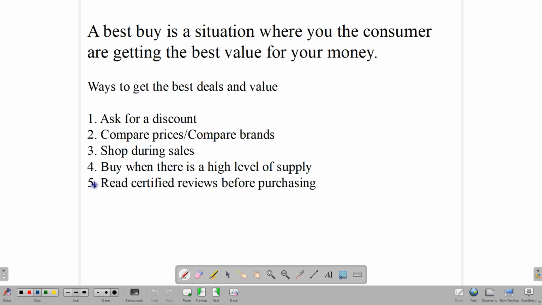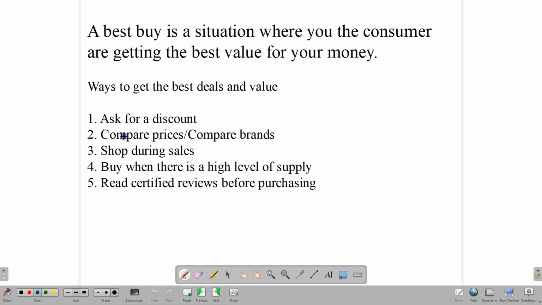Here we have 5 of them. It's not an exhaustive list. So 1, you want to ask for a discount. This is very important. Many stores have a discount policy, but they will not give you a discount unless you ask for it. So remember to ask for a discount when you're shopping.